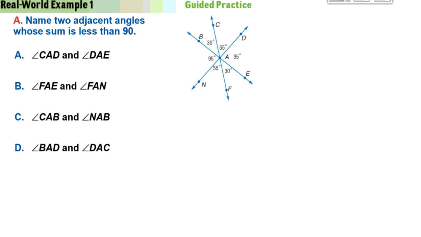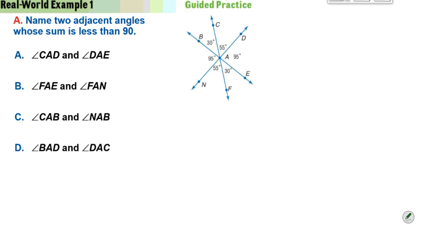This is a recording for the Geometry Notes 1.5 multiple choice problems. And so this is going to be the recording of the key. So you were to name two adjacent angles whose sum is less than 90 degrees.